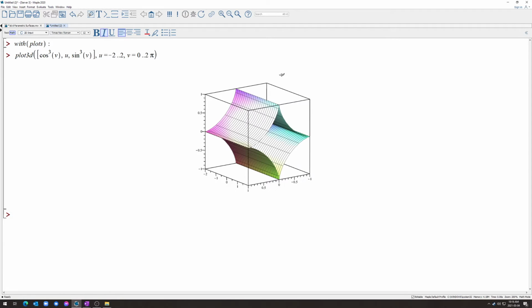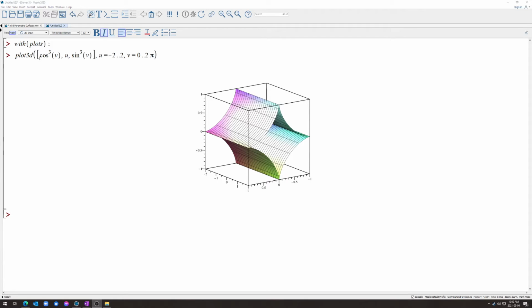Let's see what we end up with. Sure enough, it's a cylinder. It's not a circular cylinder. You can see all of the cross sections are the same though. Every time I take a cross section along the xz plane, I'm always going to get this x equals cosine cubed v and z equals sine cubed v. And that is this interesting looking shape right here.